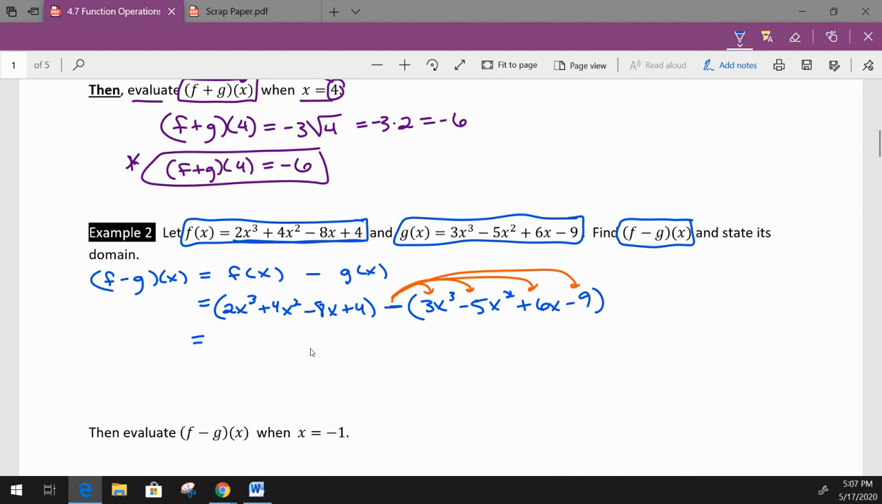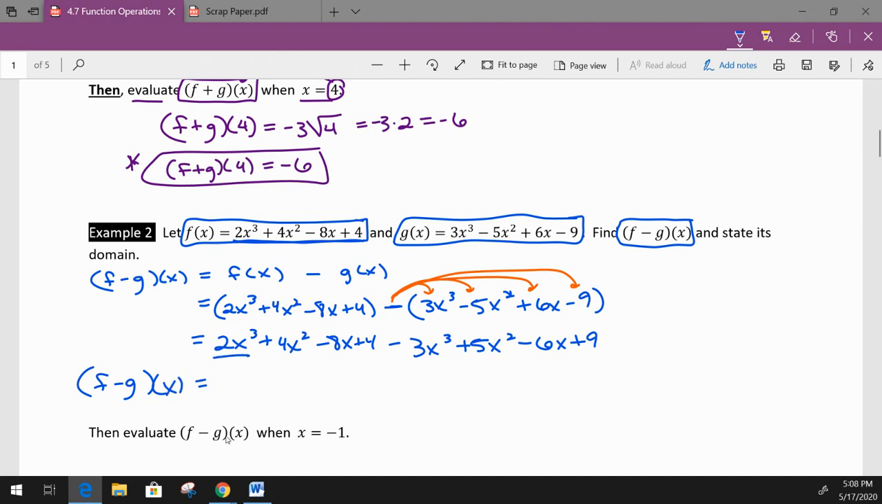So the first f of x function, these signs do not change. So it would be 2x to the third plus 4x squared minus 8x plus 4. But then when we distribute the negative, we're going to get negative 3x to the third. The -5 will become a positive 5x squared, and then the positive 6 will become -6x, and the -9 will be positive 9. So now we combine like terms, and we'll have our final answer.